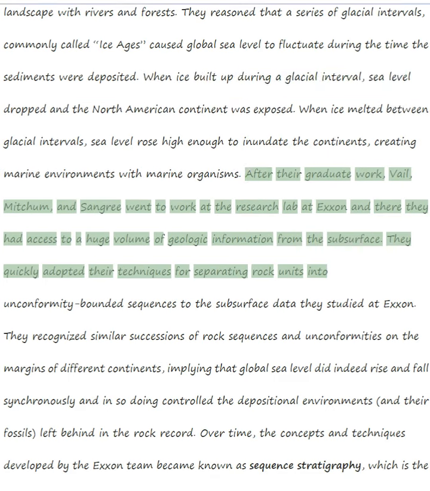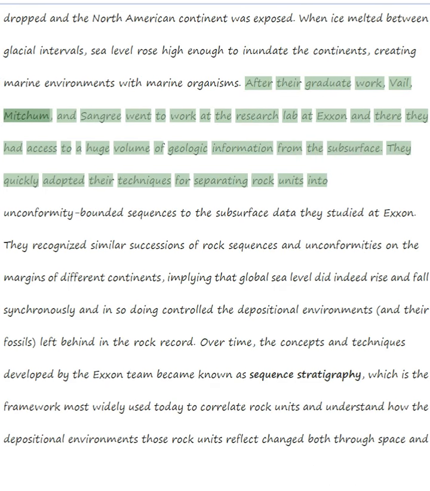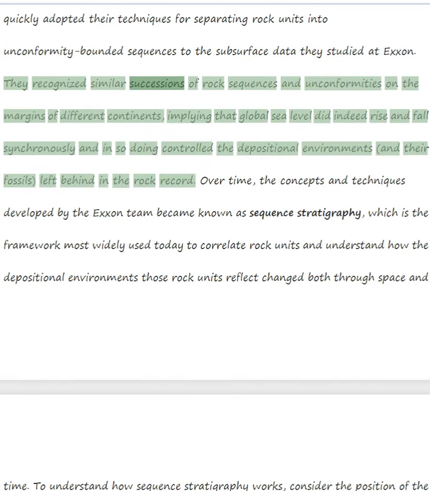organisms. After their graduate work, Vail, Mitchum, and Sangree went to work at the research lab at Exxon, and there they had access to a huge volume of geologic information from the subsurface. They quickly adapted their techniques for separating rock units into unconformity-bounded sequences to the subsurface data they studied at Exxon. They recognized similar successions of rock sequences and unconformities on the margins of different continents, implying that global sea level did indeed rise and fall synchronously, and in so doing controlled the depositional environments left behind in the rock record.